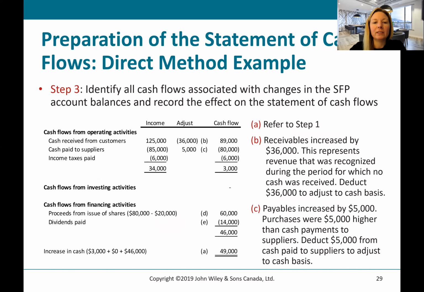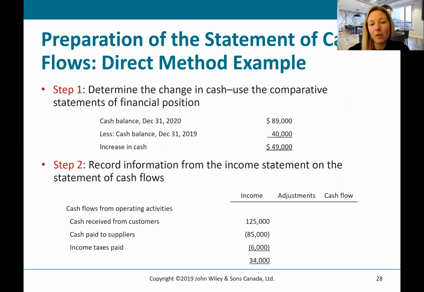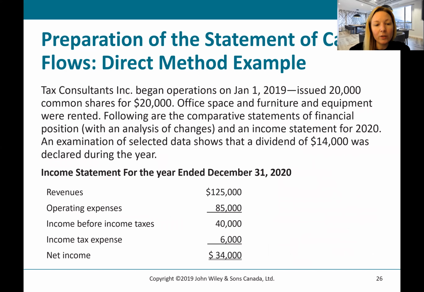Okay, so we're deducting it. You can see our 85 is negative, so we're deducting that 5, or we're adding it the opposite way because it's an increase. So now our negative cash outflow is 80,000. And income taxes paid are exactly like they were on this income statement. So here you can see income tax expense was 6,000. So we've just turned that into income taxes paid.